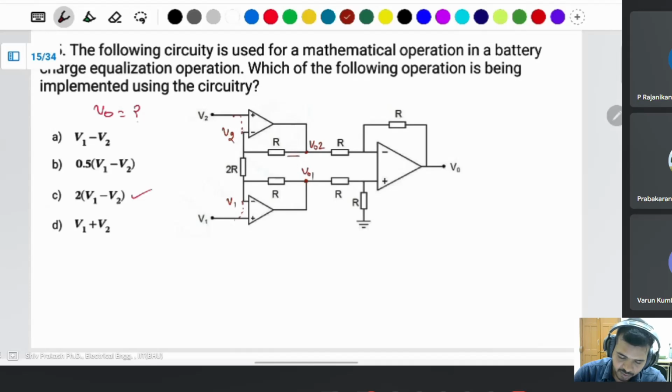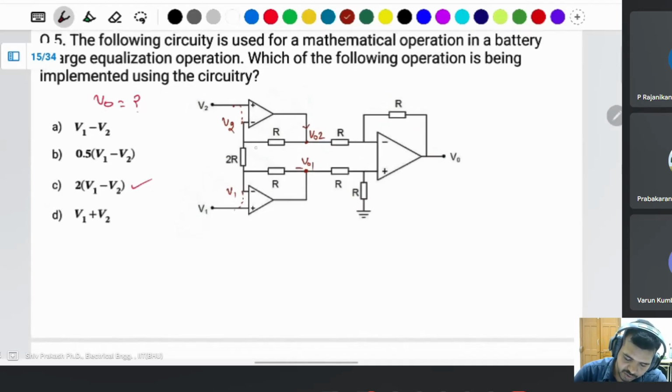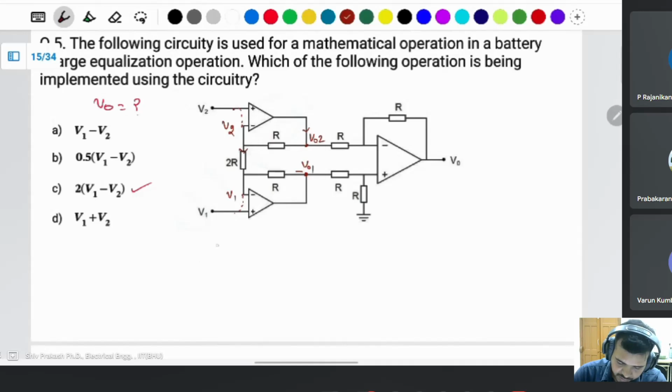There is a current flowing through it like that only. It will not go inside the op-amp. And this current is flowing from here to here like that. We can take a reference. Okay. First calculate this current. This current will be V2.